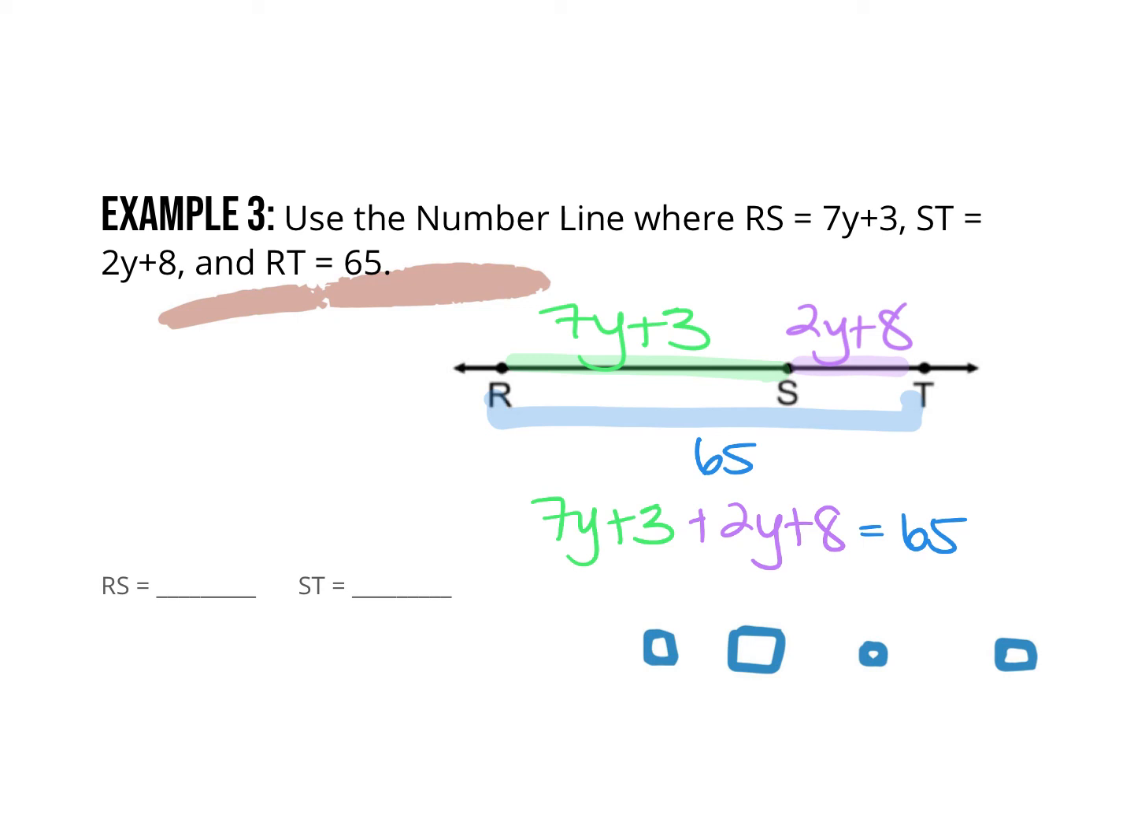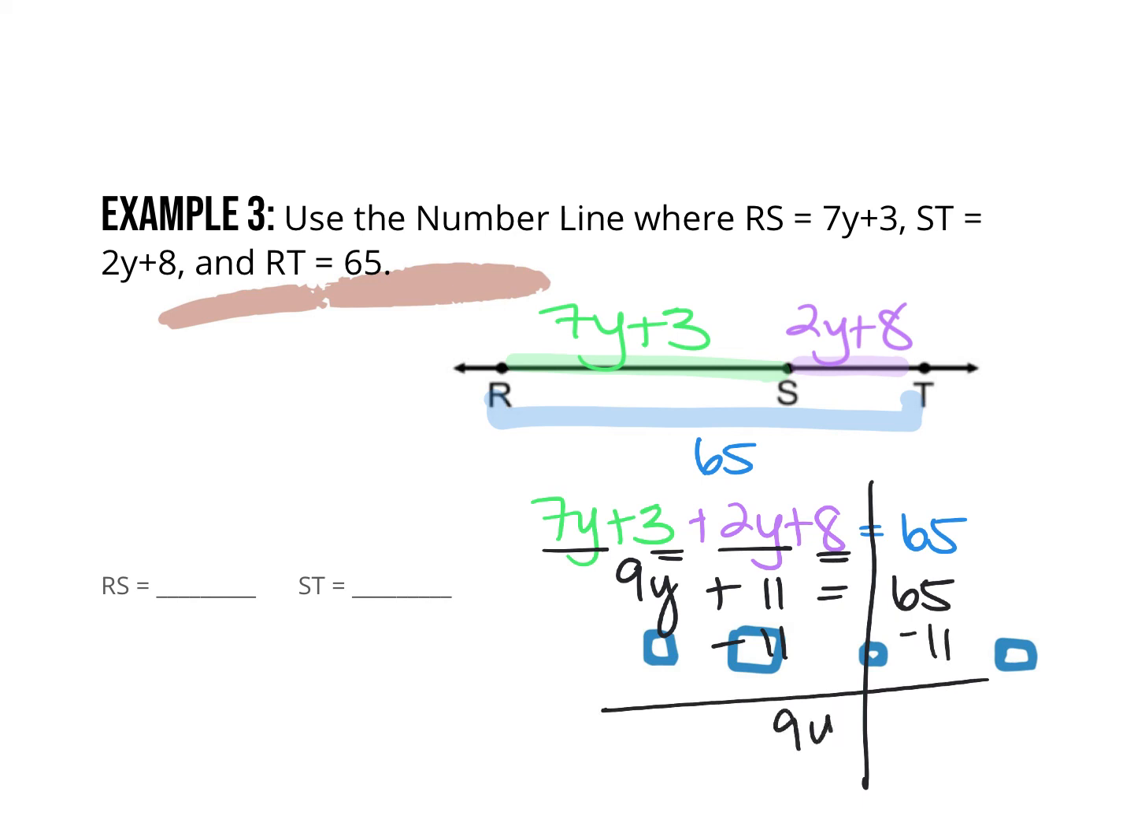Algebra review here: make sure we can combine our like terms. 7y and 2y are on the same side, so we add them together, and that's 9y. I have a 3 and an 8, same thing, so I can add them together. So I combined my like terms. Now I just have 9y plus 11 equals 65. Subtract 11 from both sides: 9y equals 54. Divide by 9, so y equals 6.